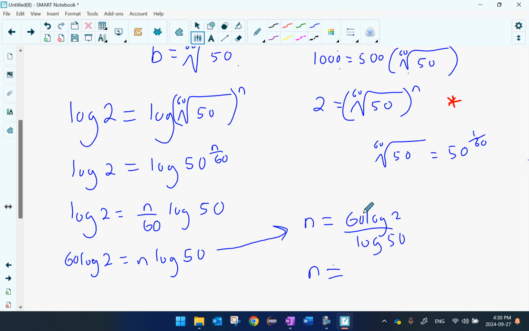And I get about 10.63 years, which makes a lot more sense for an approximate doubling period of this town. And that's our last example.